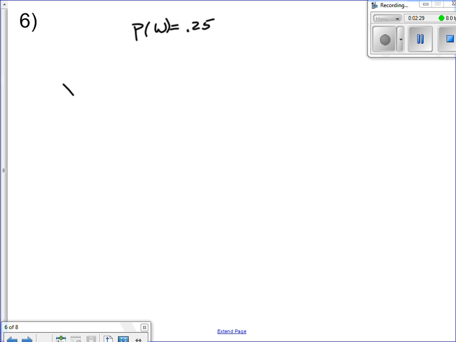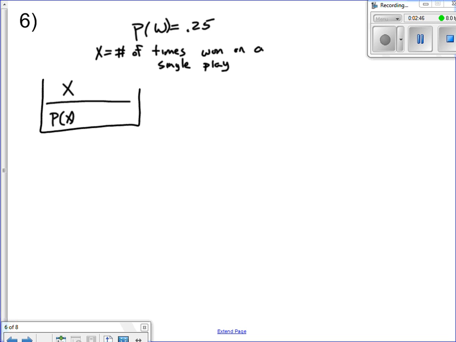So the easiest thing for us to do is probably just to go ahead and set up a table. So X will be the number of times played, or times won, I guess we should say. So on a single play, really, there's two outcomes. We could either win 0 times or win once. The probability, again, that we won was 0.25, which means the probability we lose is 0.75. So there's part A right there. Just filling in that table.